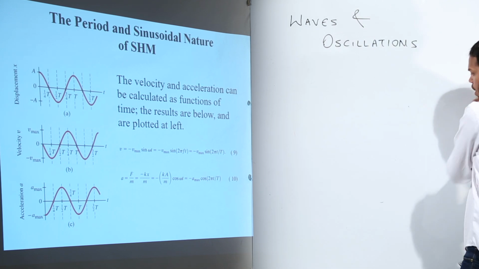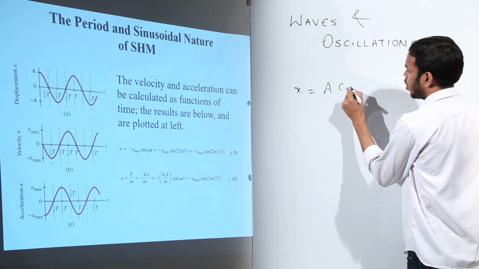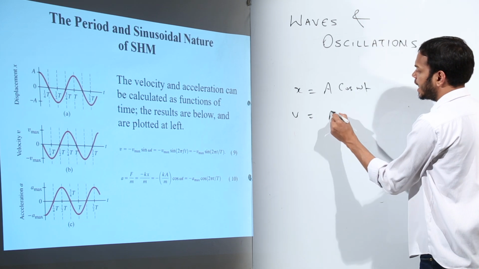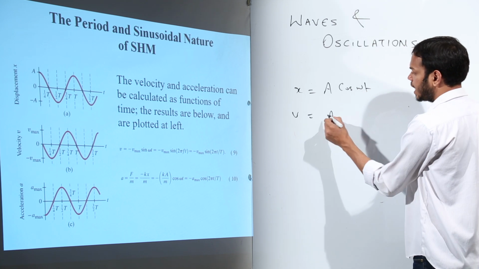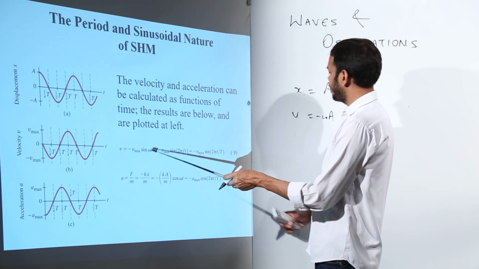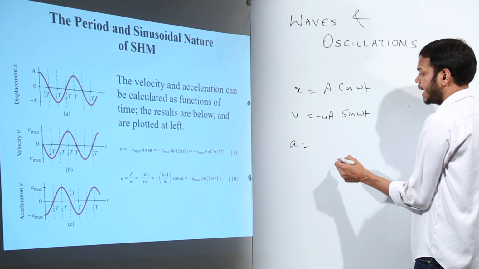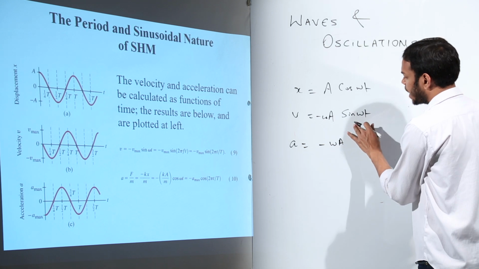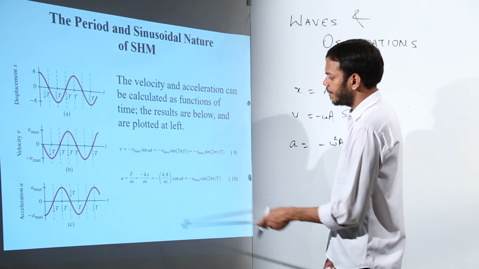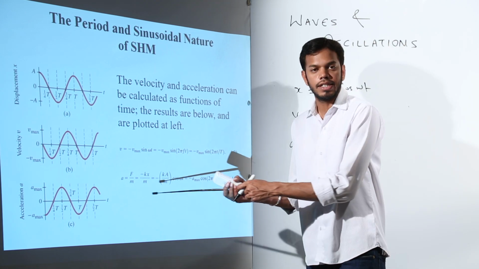Now we had an equation, x is equal to A, which is amplitude, cos omega t. I want velocity. What should I do? I'll differentiate it. I'll get A, the derivative of cos is minus sine omega t, multiplied by omega. So minus omega A sine omega t. This is the value of velocity. If I want the acceleration, I'll differentiate it again. I'll get minus omega A, the derivative of sine omega t is cos omega t times omega. So minus omega square A cos omega t.